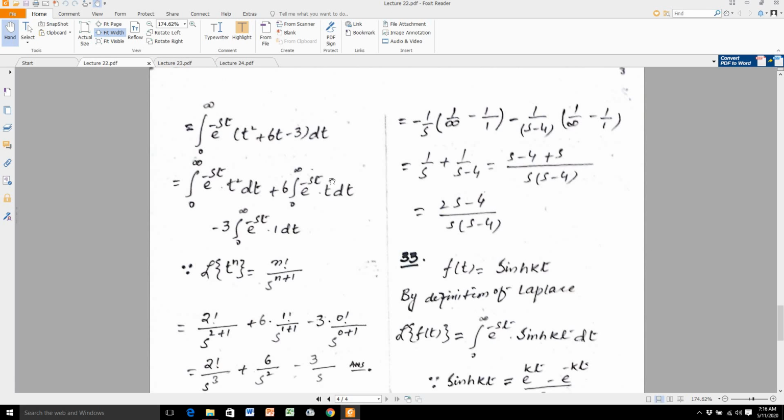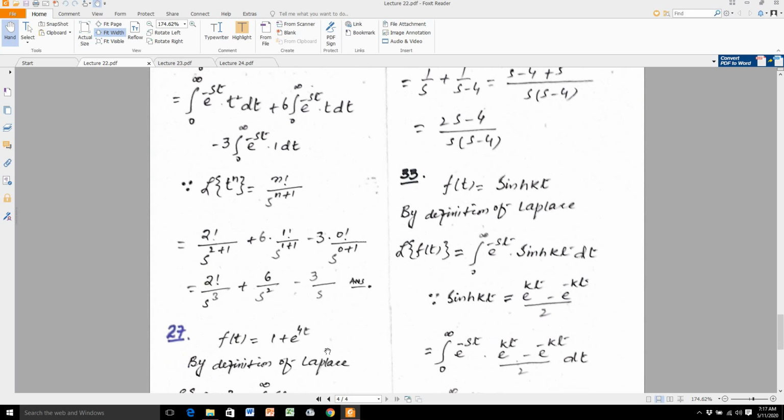Here the value of n is 1. You clearly see here, so in place of n you write 1 factorial over s raised to the power 1 plus 1. Here I write it as t raised to the power 0, so the value of n is 0. So you write it as minus 3 into 0 factorial over s raised to the power 0 plus 1. And when you simplify this, you get 2 factorial over s raised to the power 3 plus 6 over s raised to the power 2 minus 3 over s. In this way, it is our required answer. If you want to simplify more, it is up to you.